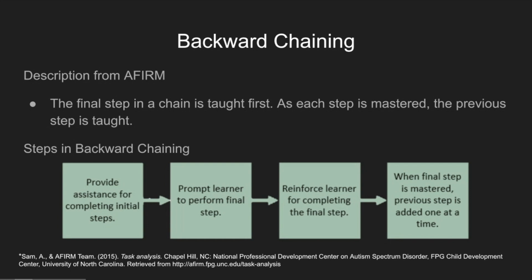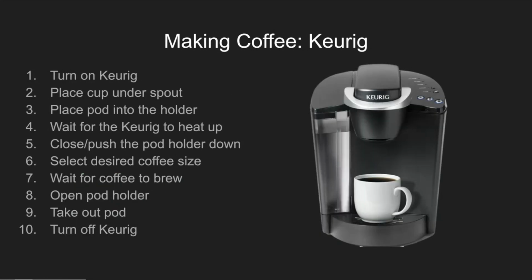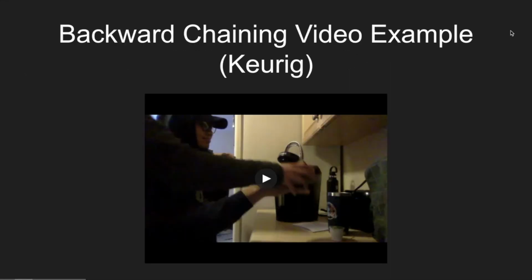And so again, we're going to look at a video example in regard to making coffee with a Keurig, looking at backward chaining. So this slide is just a reminder of the steps in making coffee with a Keurig. And so this is the example of backward chaining.